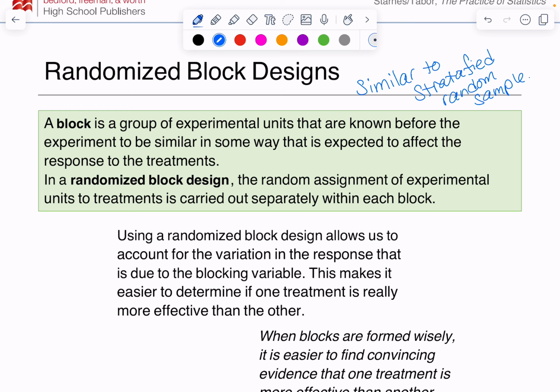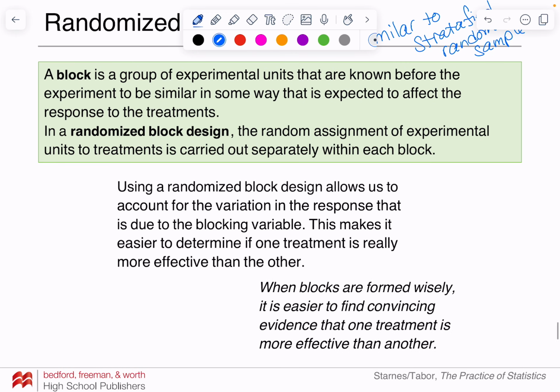Okay? That way, if there's a difference between how men respond and women respond, I have the data separate already, so I can see what's the difference it had within men, what's the difference it had within women, and then what's the difference it had in general. Okay? So if the blocks are chosen well, if they're formed wisely, it's easier. It's more obvious that you have evidence that one treatment was more effective than the other.